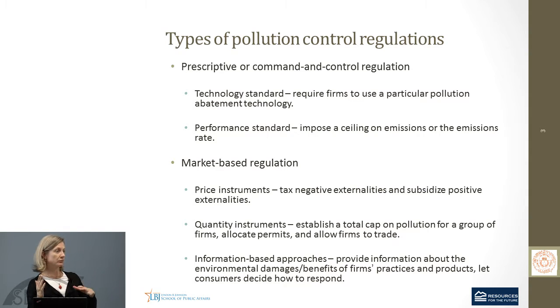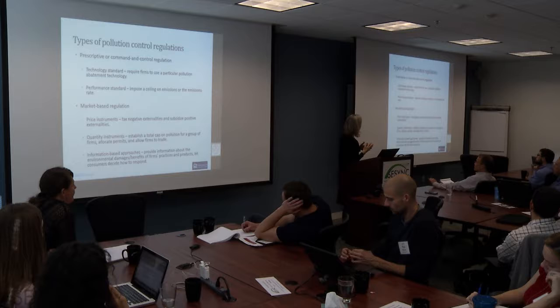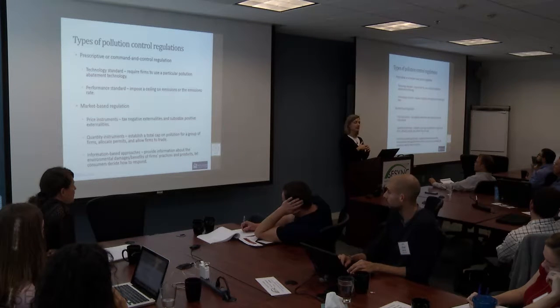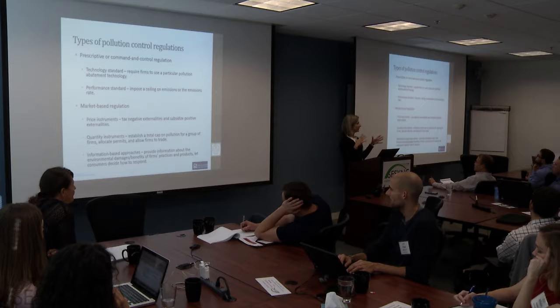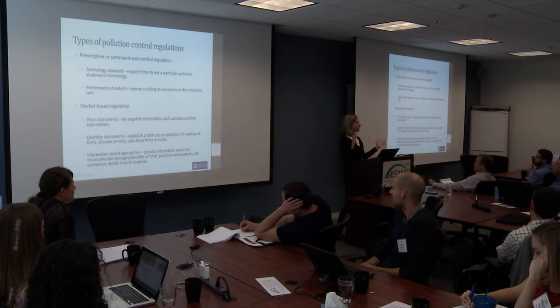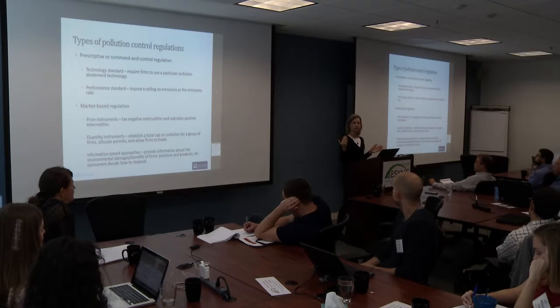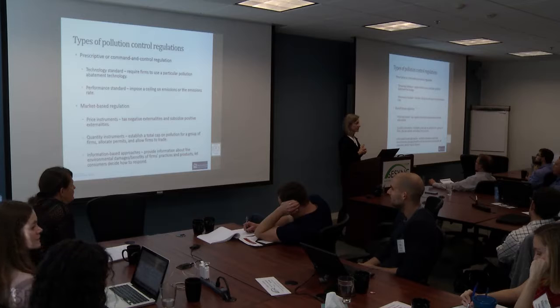A second class of these command and control regulations, and it's listed second because it's somewhat more flexible, right? So it's moving closer toward a market-based approach, is what we'd call a performance standard. That would be something like, I'm going to take electric utilities, I'm going to say, everybody, you can figure out how to do this however you want, but everybody has to meet the same ceiling on their emissions or their emissions rate, right? Their kind of emissions per unit of output, like unit of electricity generated or something like that. And again, the key that makes it kind of a command and control or prescriptive approach is that it's uniform, right? I'm saying to every firm that everybody's going to do the same thing.